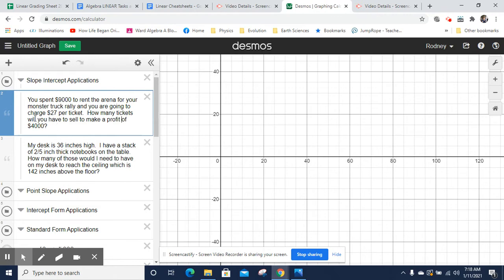But let's actually think about it. So here's the story. You've spent $9,000 to rent the arena for your monster truck rally, and you're going to charge $27 per ticket. How many tickets will you have to sell to make a profit of $4,000?